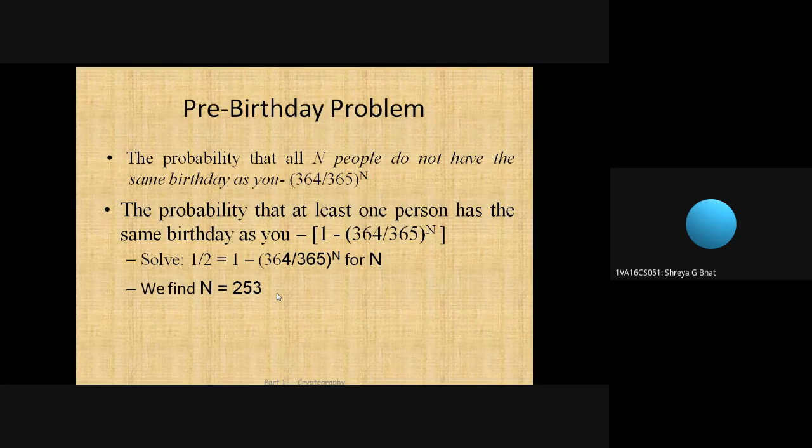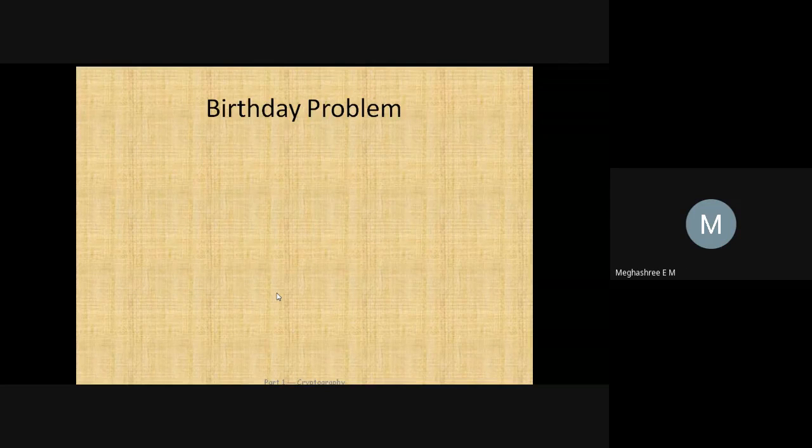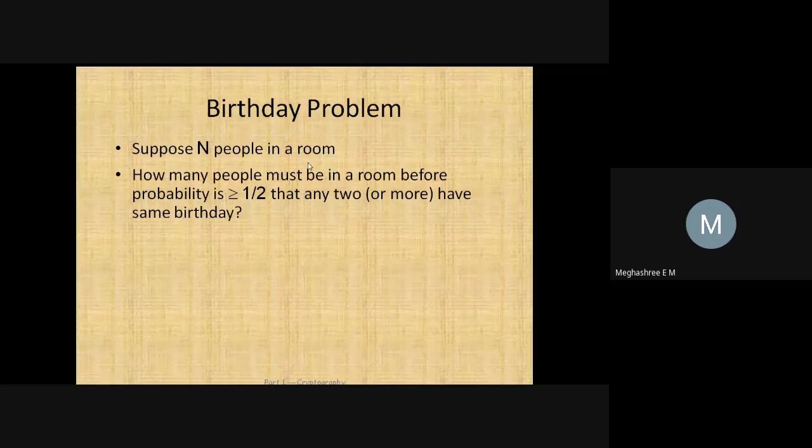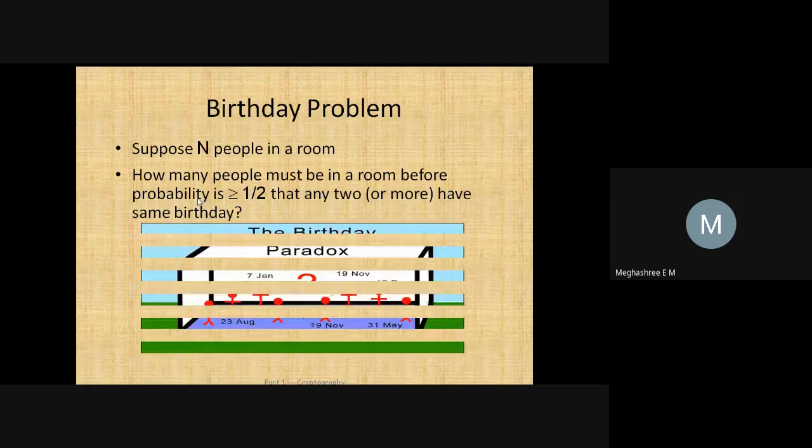Okay. Let's move to the next actual birthday problem. I'll just repeat these points. There are n people in the room, and how many people must be there in a room before the probability is greater than or equal to 1 divided by 2? The same point I have listed in the previous slide.